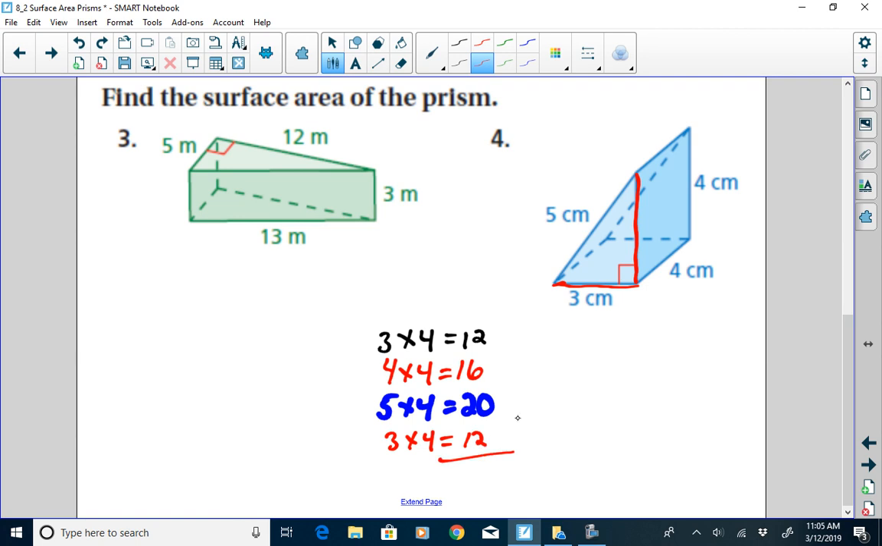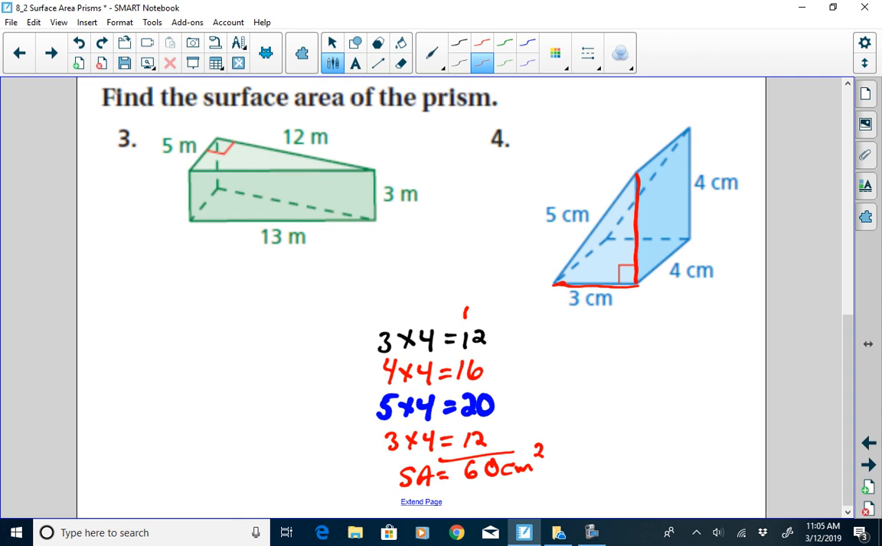I need the sum of those areas. So 12, 2 plus 6 is 8, plus 2 is 10. 0 carry the 1. 1, 2, 3. And 2 is 5, plus 1 is 6. So we get 60 square centimeters for the surface area. Okay? If I'm using my formula, right?